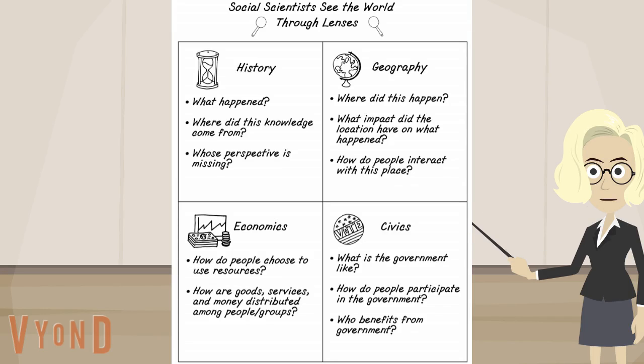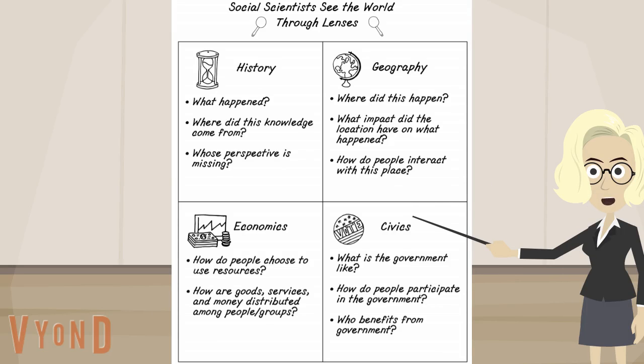Some social scientists are historians. They study the past. They're especially interested in where our historical knowledge comes from and whose perspective is missing from history. Others are geographers. They study the physical world. They're especially interested in where things happened and in how the physical location impacts where people live and how they interact with their environment.